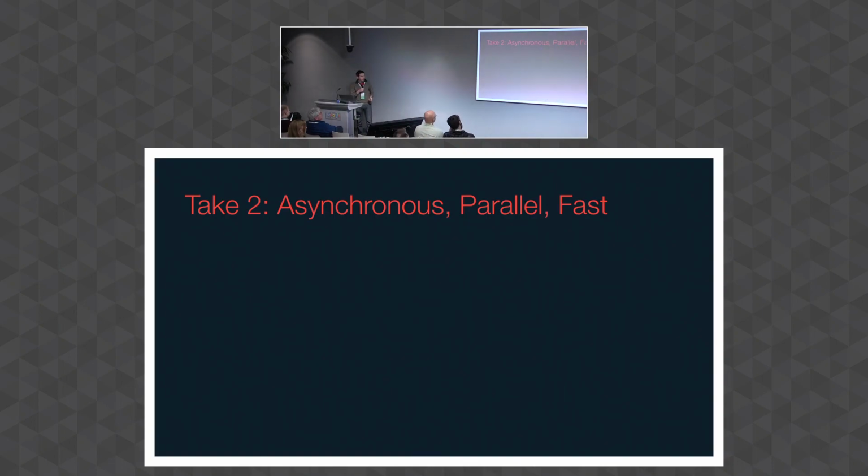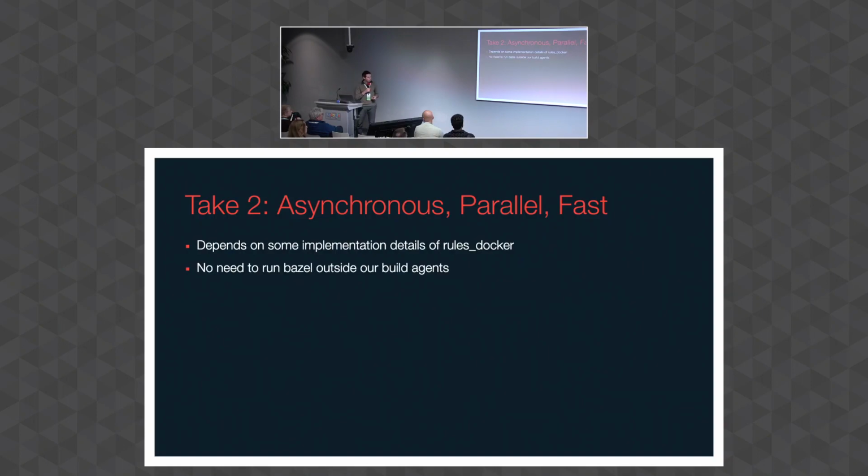So actually, we're very happy, but we do depend on some implementation details of rules Docker. We depend just on a tiny bit. Yeah, I see some people laughing at the back, but it's just a tiny bit. We're not worried about that, and we have a huge win, which was worth it for us: we do not need to run Bazel outside our build agents. And not only Bazel, but also cloning Git repositories and all that stuff is something that we've had in the past and is very, very painful. We prefer being dependent on some minor implementation details over having to deal with running Bazel and cloning Git repositories.